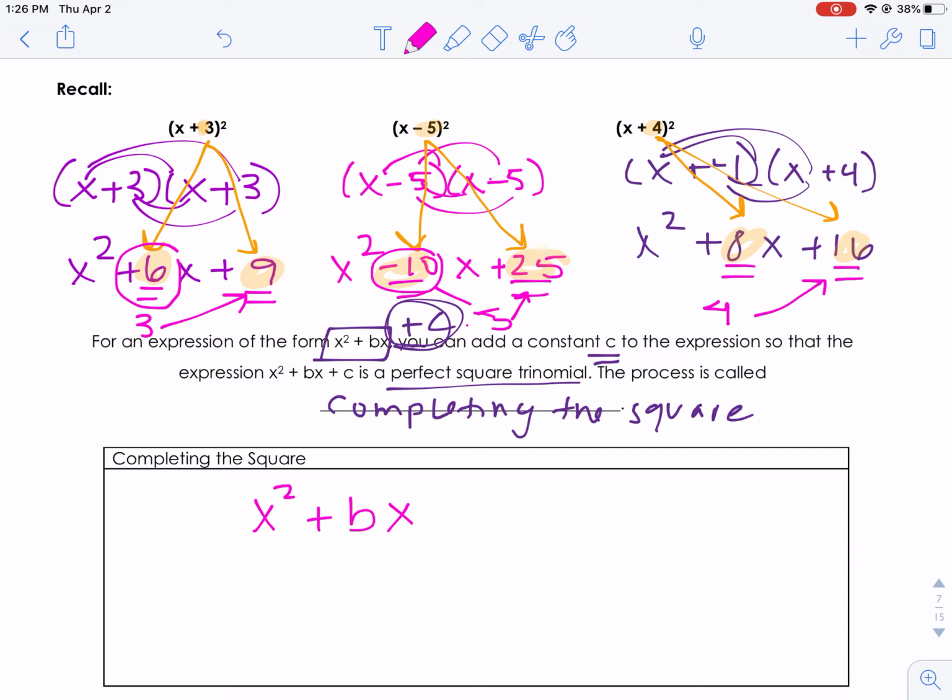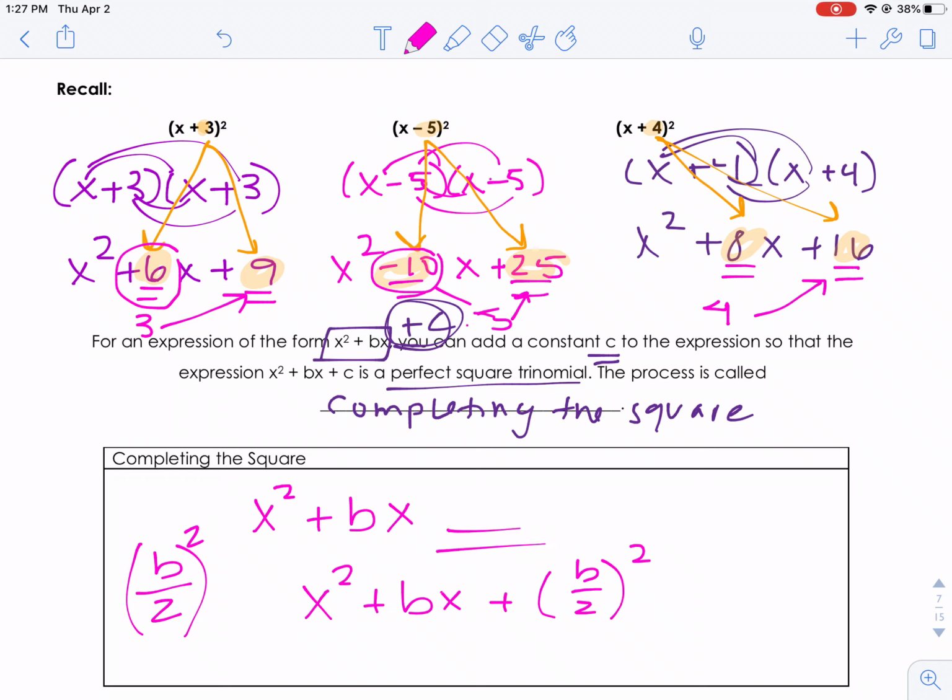So to summarize what this means, we have a binomial x squared plus bx. What we're going to do is take our middle value, b, cut it in half, so divide by 2, and square that result. And that is going to be the last value in our trinomial. So we're adding on the third term to make it a trinomial in the process called completing the square. Again, we take the middle value b, cut it in half, and square it, and that's going to be that last value.